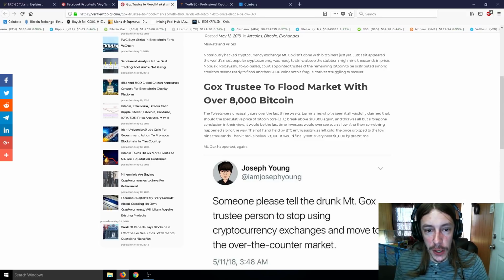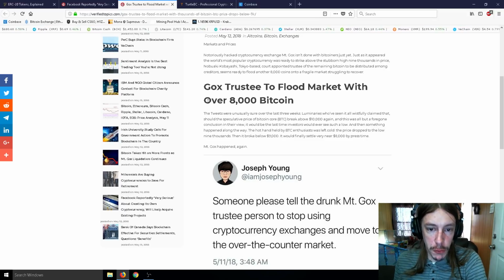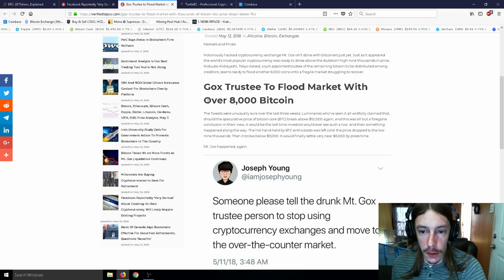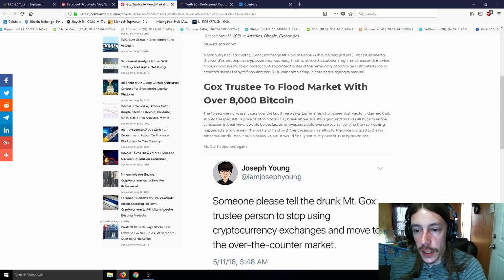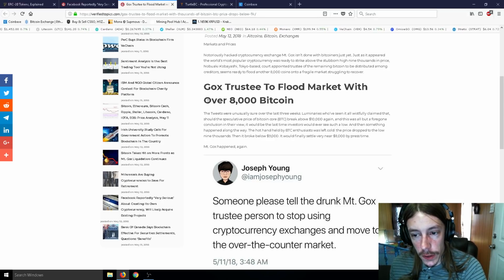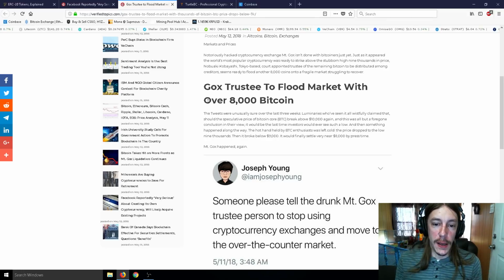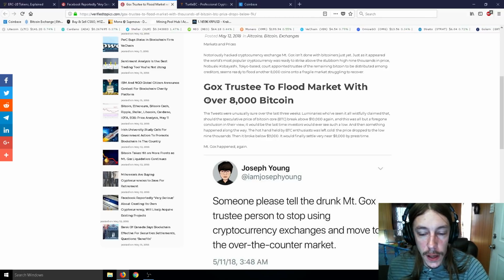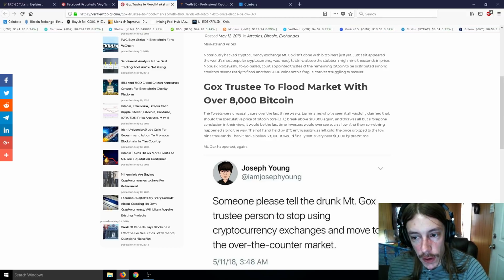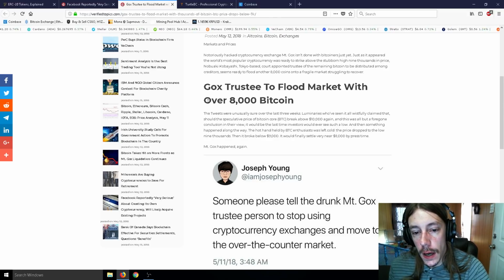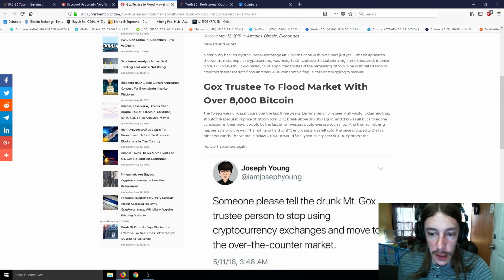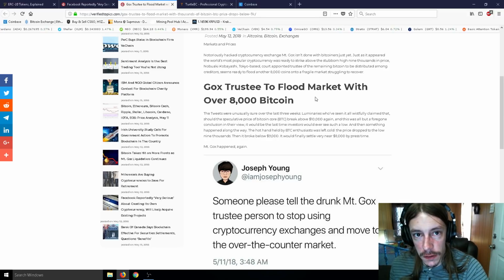Mt. Gox trustee to flood the market with over 8,000 Bitcoin. The tweets were unusually sure over the last 3 weeks. Luminaries who've seen it all wistfully claim that should the speculative price of Bitcoin Core break above 10,000 again, and this was all but a foregone conclusion in their view, it would be the last time investors would ever see such a low. And then something happened along the way. The hot hand held by Bitcoin enthusiasts were left cold. The price dropped to a low 9,000s. Then it broke 9,000. It would finally settle near 8,000 by press time.